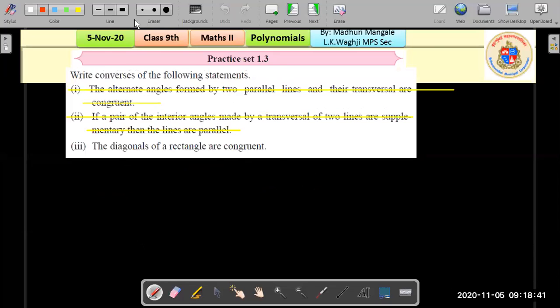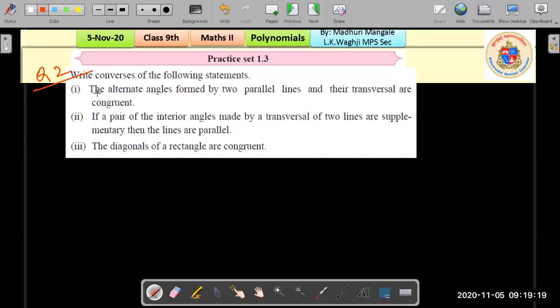Now this is question number 2. We are asked to write the converse of the following statements. The first question is, the alternate angles formed by two parallel lines and their transversal are congruent. We are asked to write its converse. So to write its converse, first we need the if then form. That is, we need to find what is the antecedent here and what is the consequent, right?